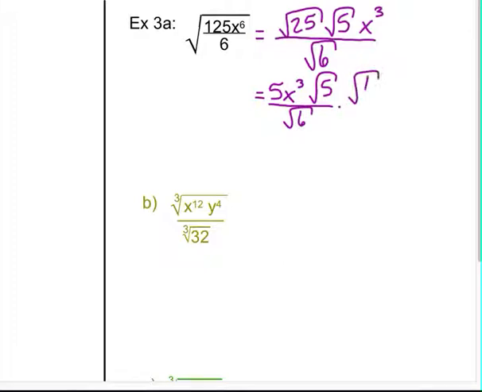So I'm going to multiply by square root of 6 over square root of 6 to rationalize that denominator. And because they're both square roots, I can put them under the same radical, 5 times 6. And then the square roots cancel, giving me 6 in the denominator.